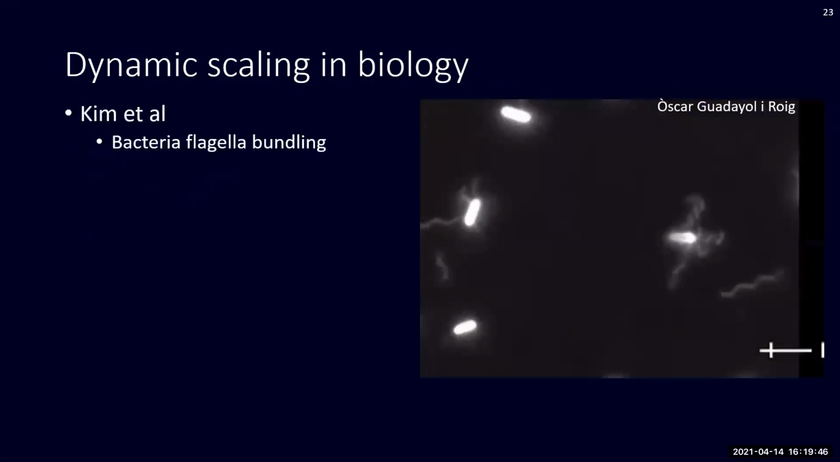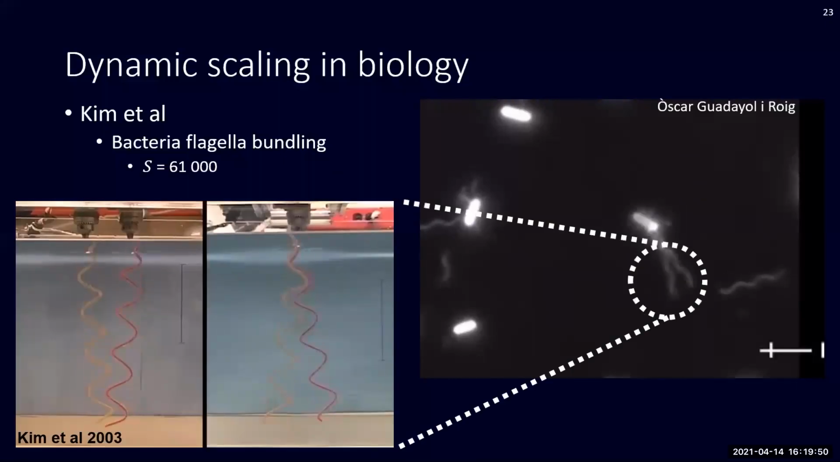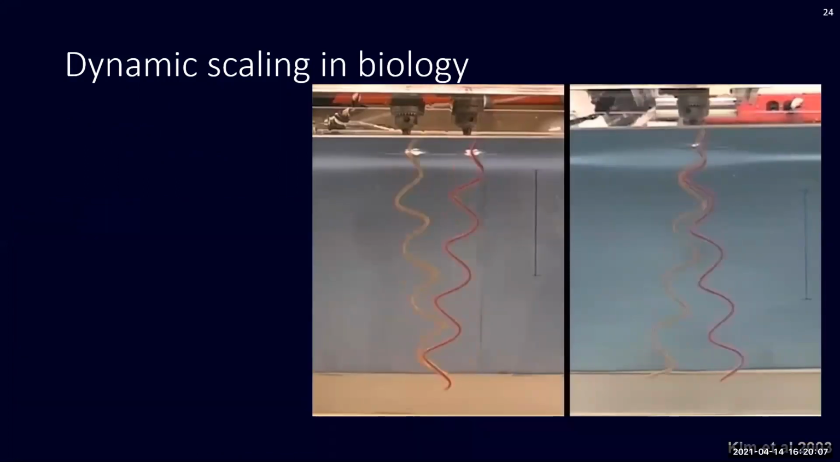And finally, some of the largest models that I came across in the literature were actually looking at flagella bundling. So you can see here bacteria, flagella bundling together. And in order to investigate how this works, Kim et al. used models that were 61,000 times larger than real life. And again, they're matching Reynolds number.